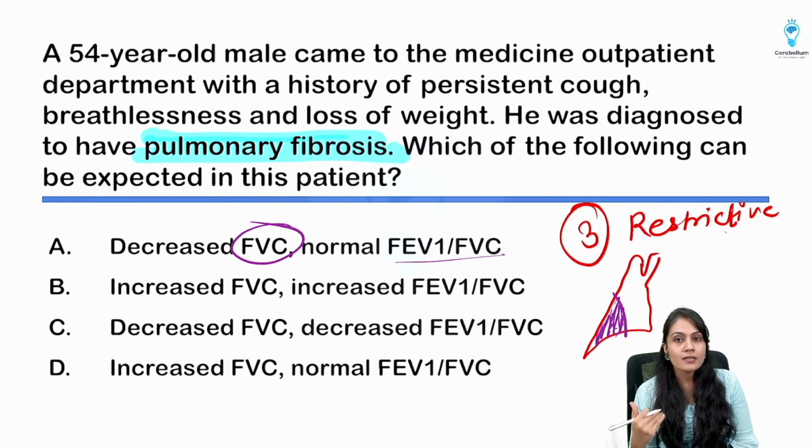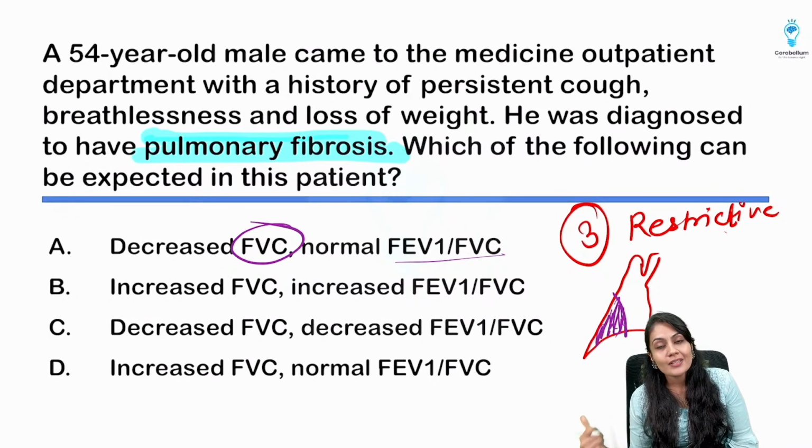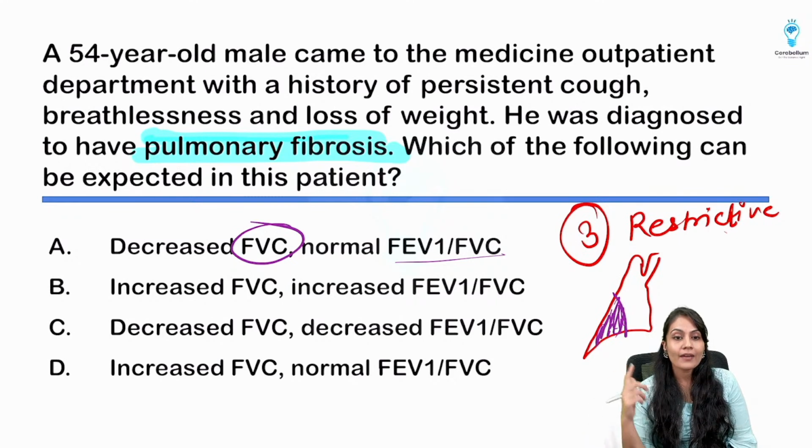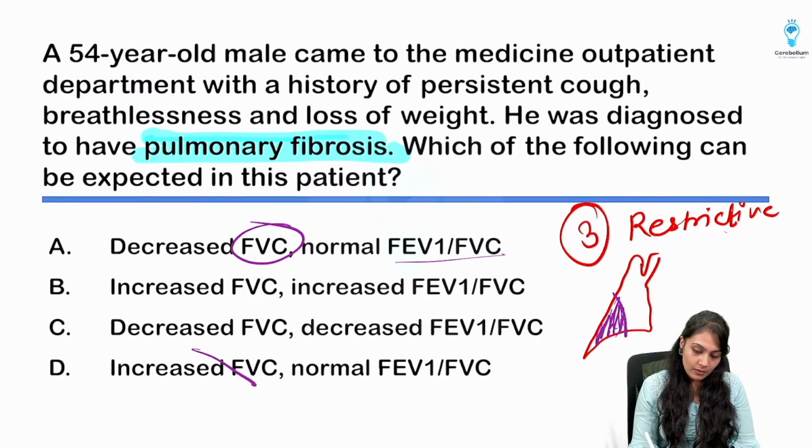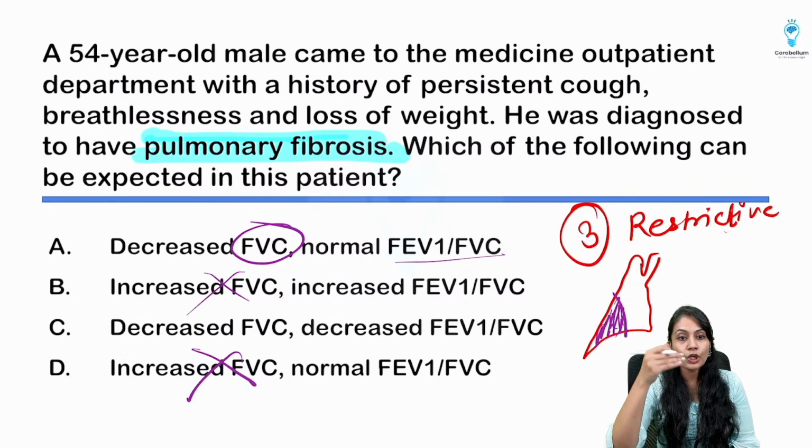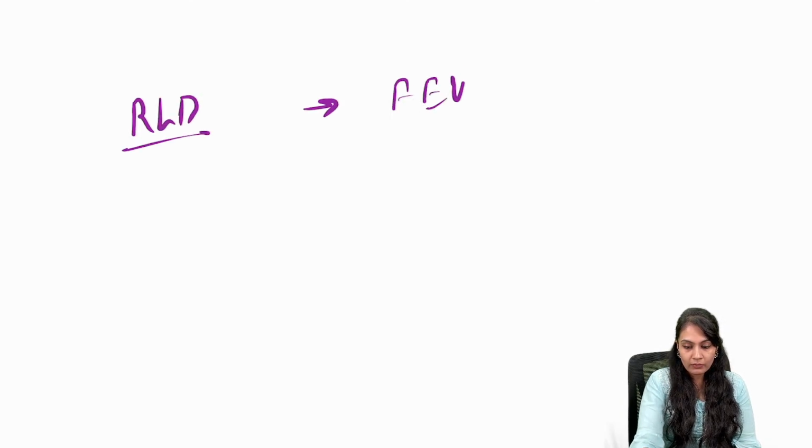So my better answer over here: already persistent cough, breathlessness and loss of weight, that means the condition is worsening now, right? The FVC cannot be increased, right? So these two options are out already, right? And I know that if the denominator is decreasing, what is going to happen in the restrictive case? We have just seen, in restrictive lung disease cases, what is going to happen to the FEV1?